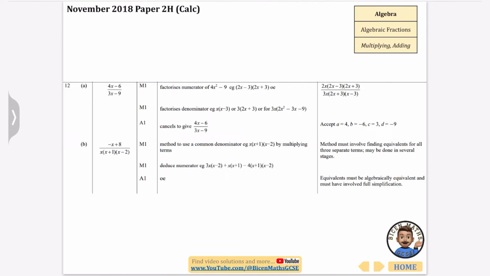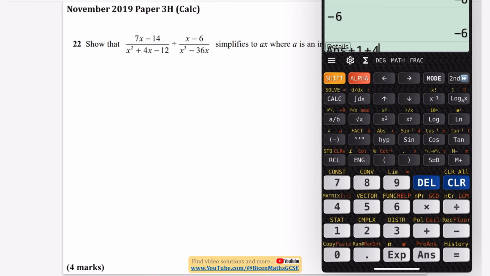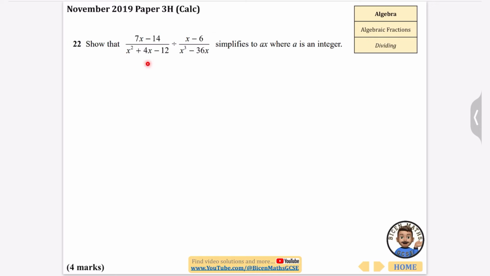So we got that one right for the beginning part, and we also got this part for the second one that we have. So let's put the calculator back to the other side of the screen. It says here, show that this can simplify to just ax, where a is an integer. So factorize, factorize, factorize. So to begin with, 7x minus 14, I'll take a 7 out, and we get x minus 2.